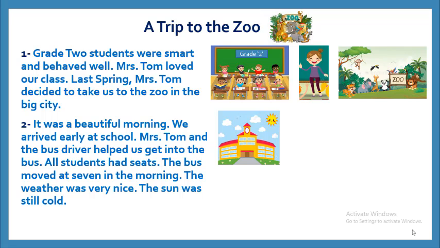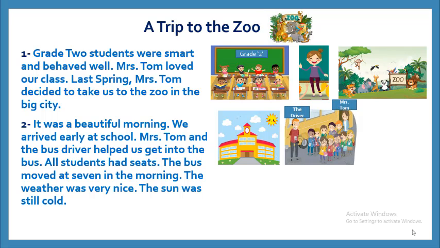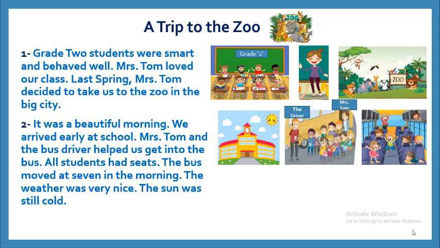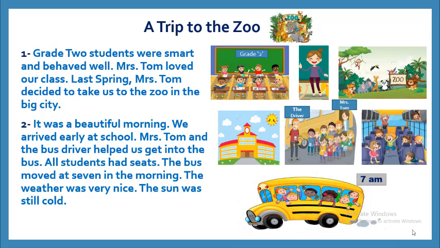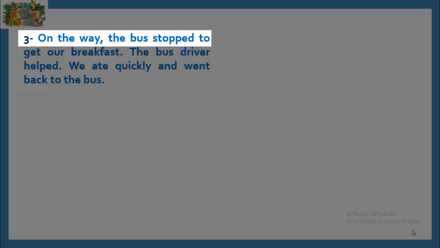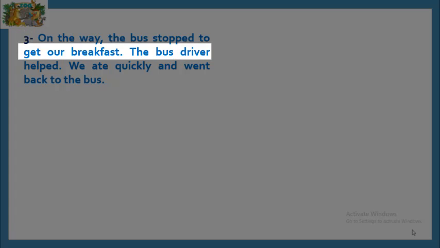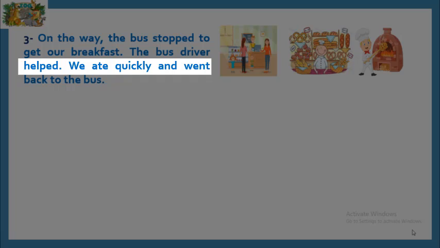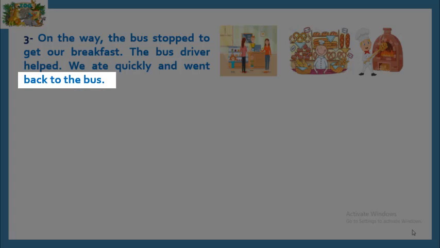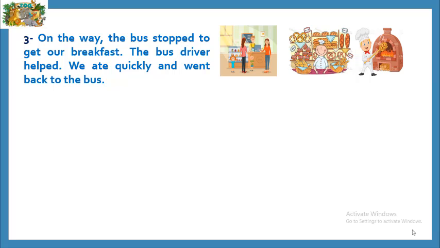The students arrived early to the school and got quickly into the bus by the help of the teacher and the bus driver. Then they moved at 7 o'clock in the morning. On the way, the bus stopped to get our breakfast. The bus driver helped. We ate quickly and went back to the bus. So, on their way, the students stopped at a bakery to take their breakfast.